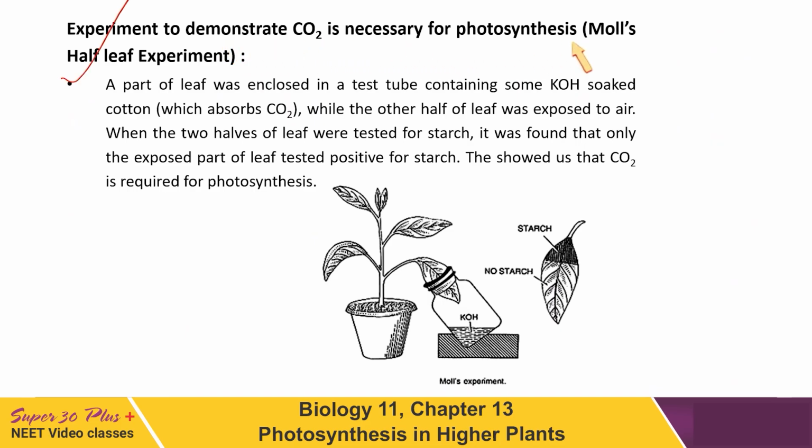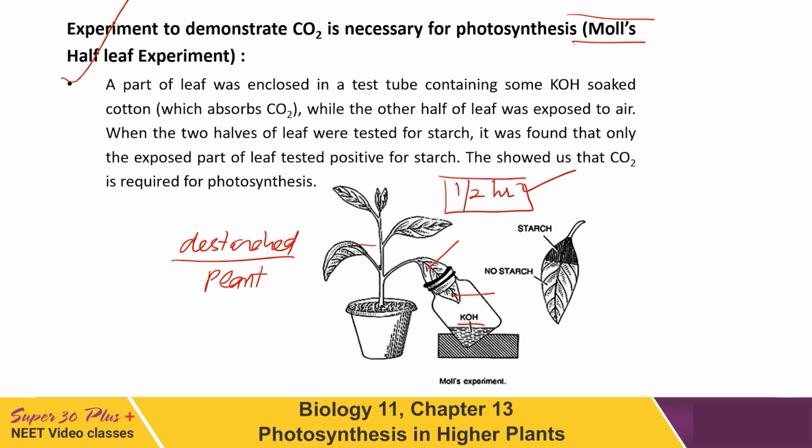For this there is a popular experiment called Moll's half-leaf experiment. This is done in the same way. We take this potted plant. Half of the leaf is inserted inside a bottle containing potassium hydroxide. Half is outside, and we put it again for 1 to 2 hours in light. This question has come 2-3 times.